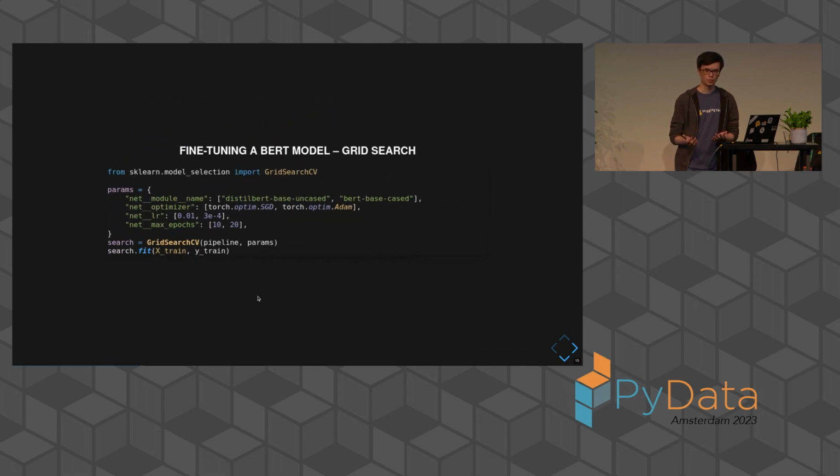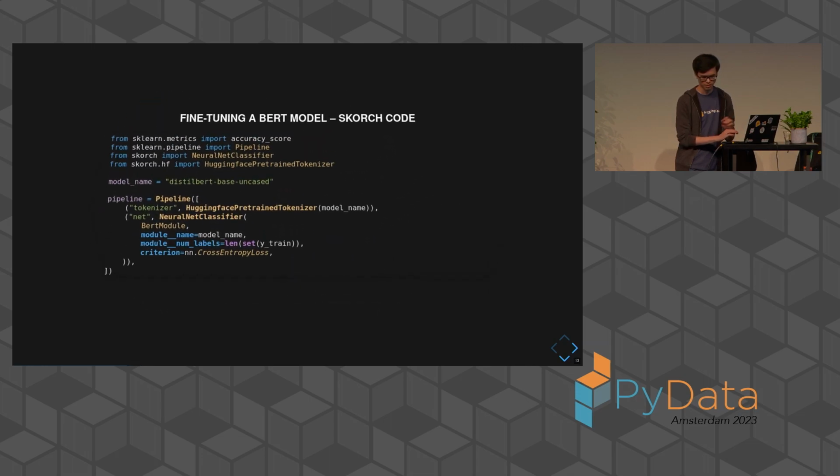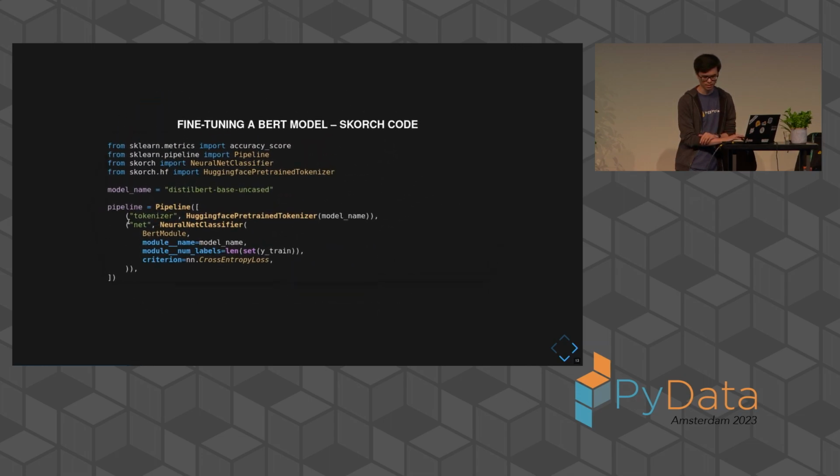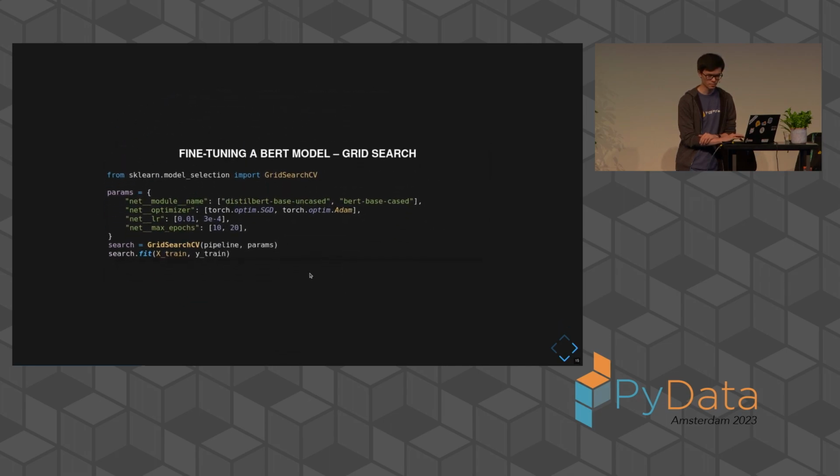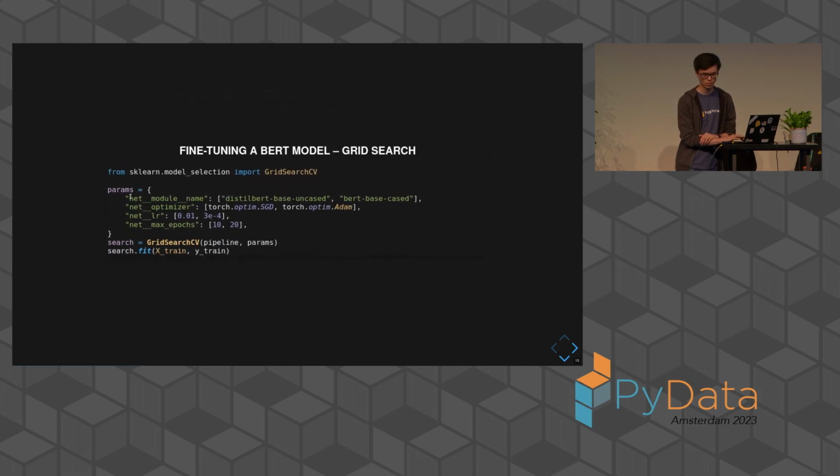And of course, if you're using scikit-learn, you might also want to do something like grid search, and that's also possible. So if we go back two slides, we can see that in our pipeline, the second step was called net. So we can use this name to address the parameters that we want to grid search on. So for example, here, for net double underscore module double underscore name, we can pass different modules, like we can try DistilBERT, but we can also use another BERT model.